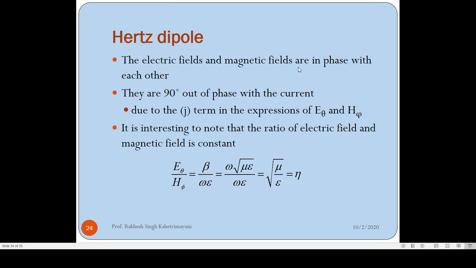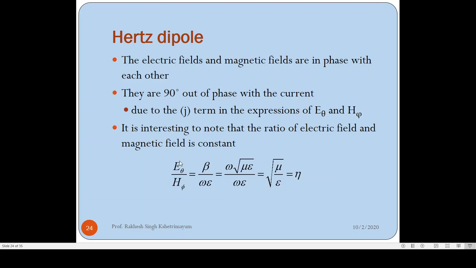So electric fields and magnetic fields are in phase with each other and 90 degrees out of phase with the current, due to the j term in the expression for E theta and H phi. And you can also take the ratio of E theta and H phi, and it turns out to be beta by omega epsilon. You can simplify it. It's basically square root of mu by epsilon.